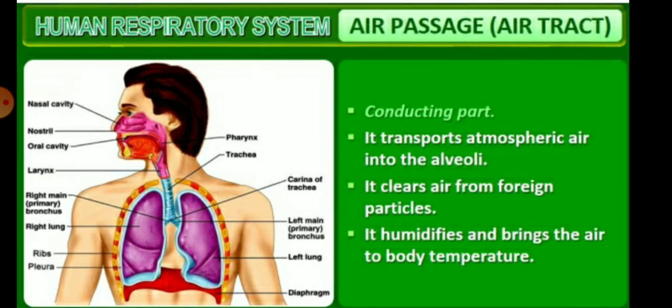Children, the conducting part transports the atmospheric air into the alveoli and clears the air of foreign particles. It humidifies the air and brings it to the body.